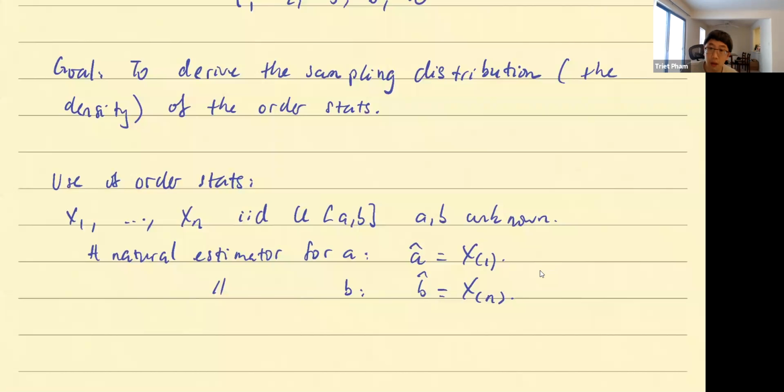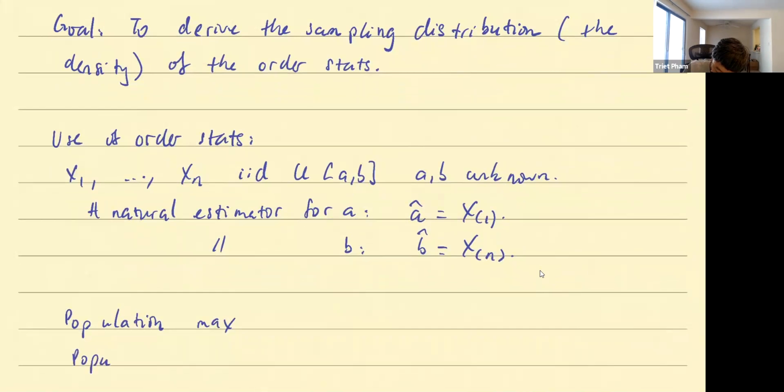So, for example, in this case, what is the population max and population min? This is an obvious question, but I hope you see, what is the population max and what is the population min? In this example.